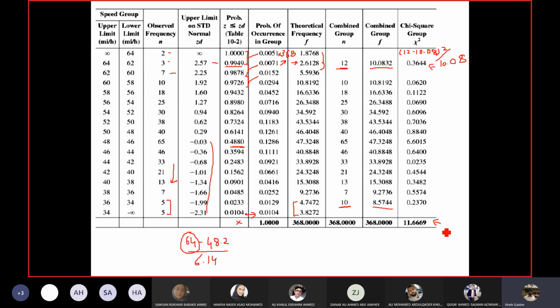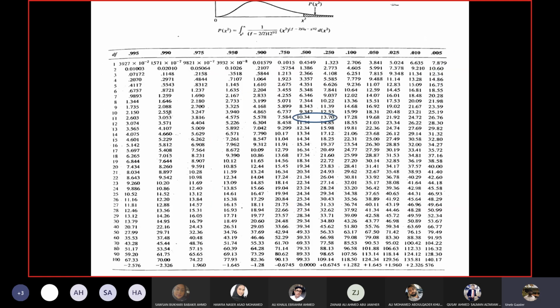Now, what should I do with this value? Like we have a z table, we have a chi-square table as well. And this is the chi-square table. The values in the table are chi-square values. As you know, we are trying to find out the cumulative probability. The probability is in the top row and the chi-square values are in the table.